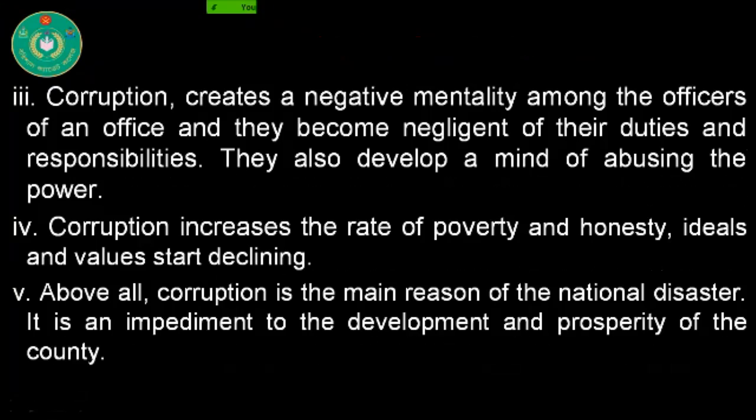Number three, corruption creates a negative mentality among the officers of an office, and they become negligent of their duties and responsibilities. They also develop a mind of abusing the power. Number four, corruption increases the rate of poverty, and honesty, ideals and values start declining. Number five, above all, corruption is the main reason of the national disaster. It is an impediment to the development and prosperity of the country.